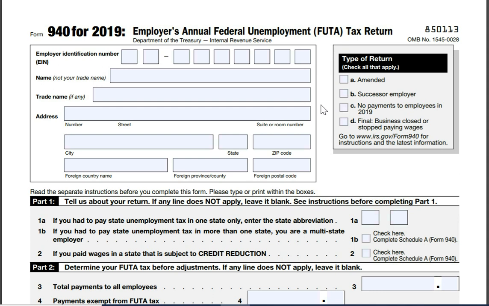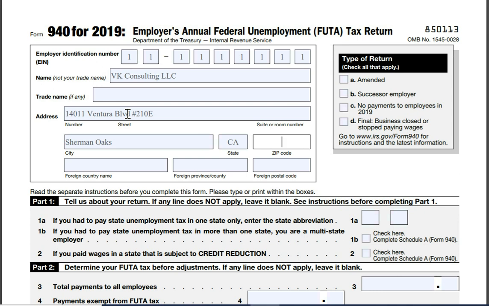So let's start. For the purpose of this form, I'm going to use my company name and my employer identification number. You start with your employer identification number. You write your company name, in my case, VK Consulting LLC. You put your address, and I'm located in Sherman Oaks, California.